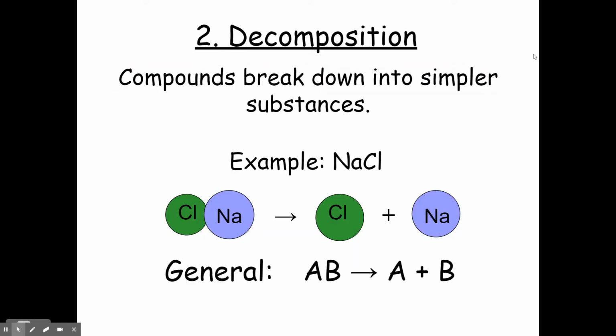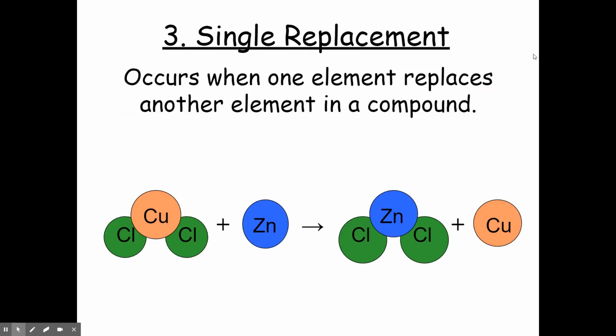Second type of reaction, decomposition. Compounds break down into simpler substances. The example is sodium chloride breaks down into sodium and chlorine. The way to tell this type of reaction is it has one reactant. Generally, AB yields A plus B. An example of a decomposition reaction.